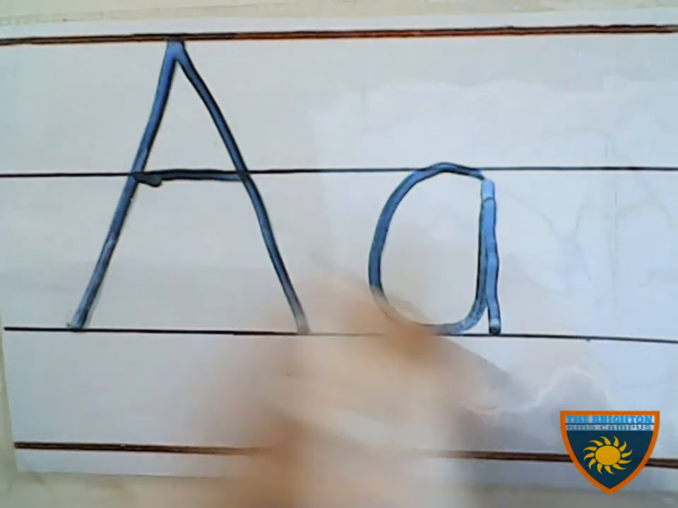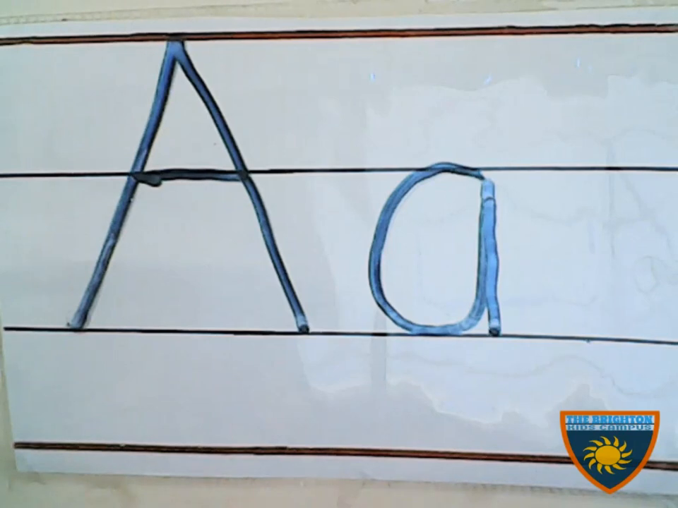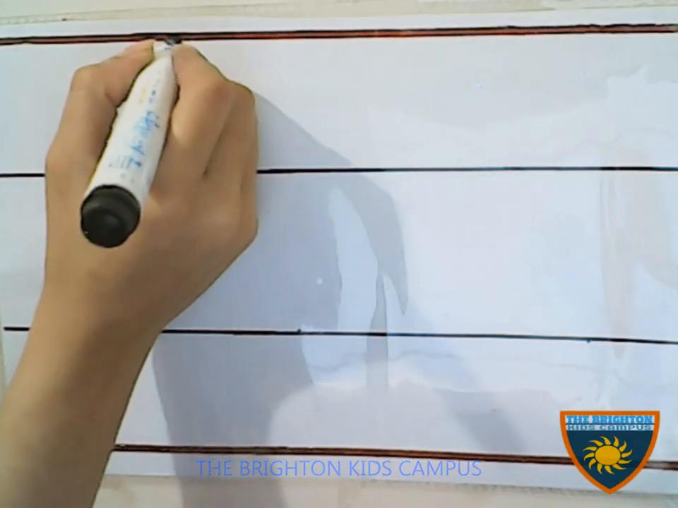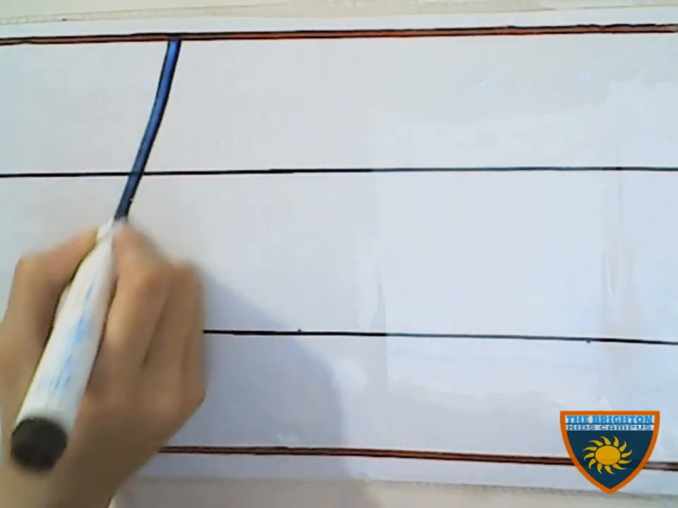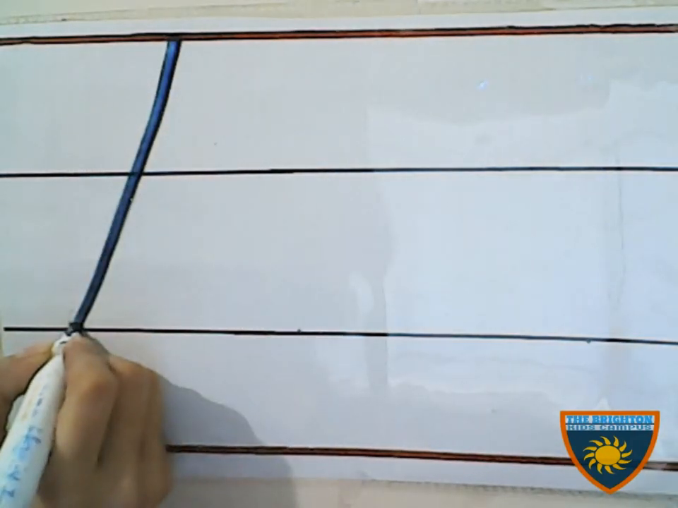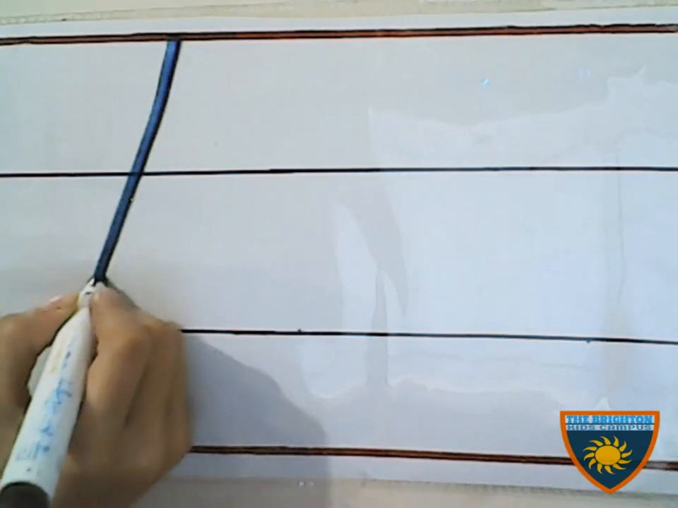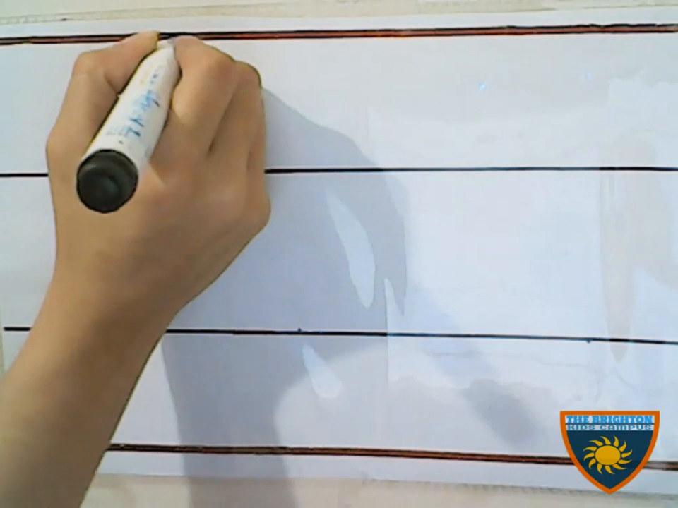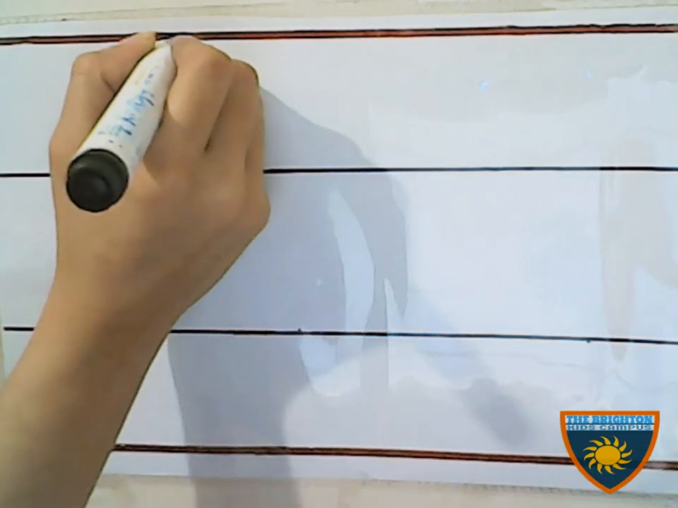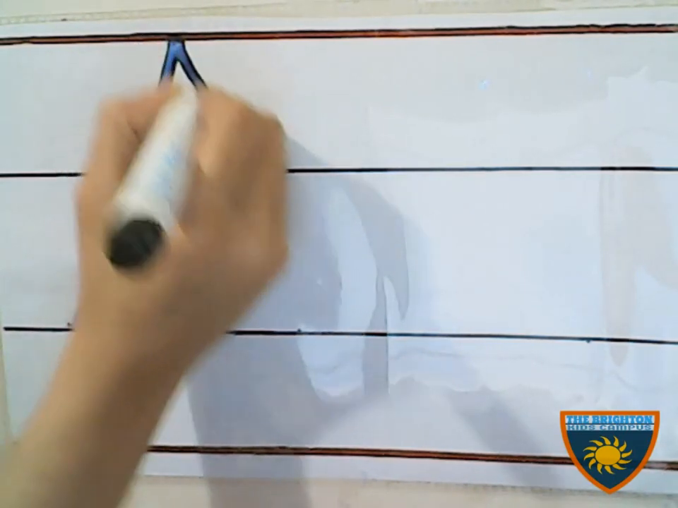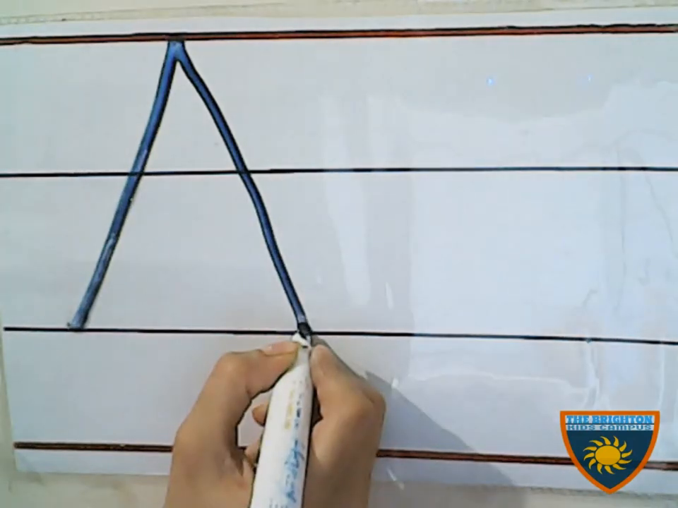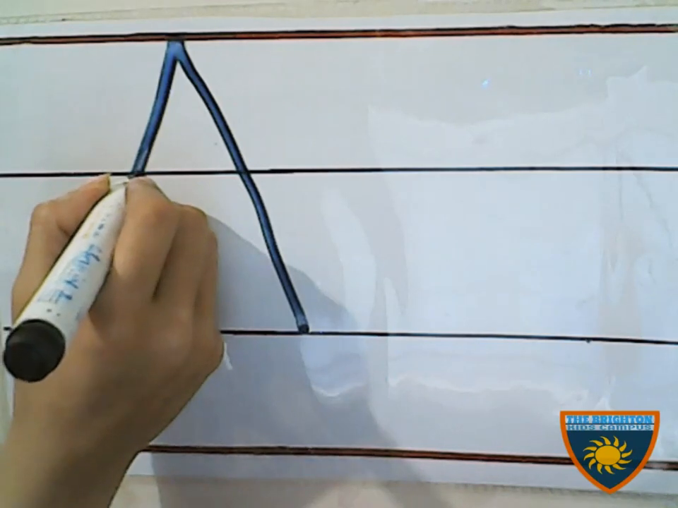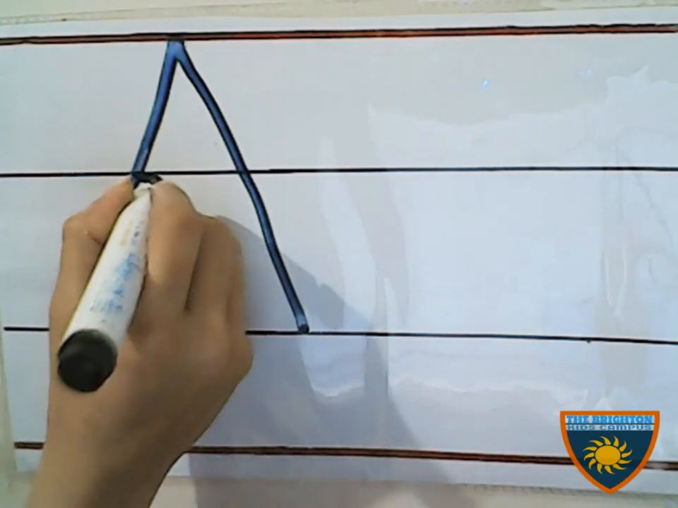Let's do it again. We will start at the top. Then we will go down like this. Then go back to the top and go down again the other way. Then we will go to the middle and go straight across.